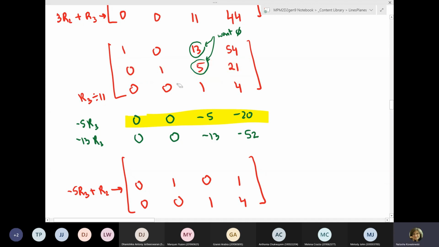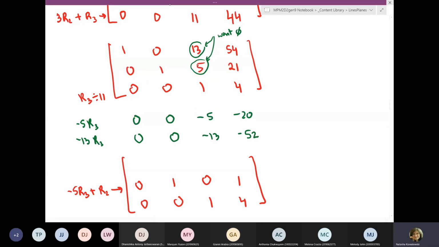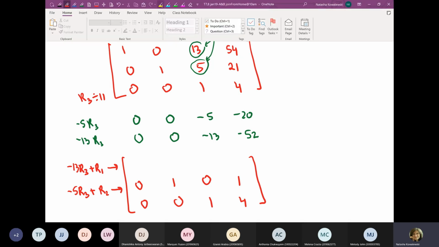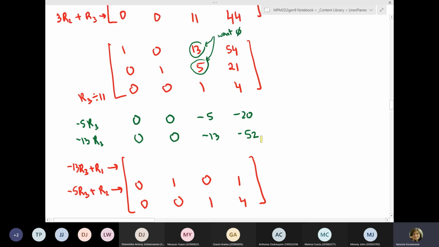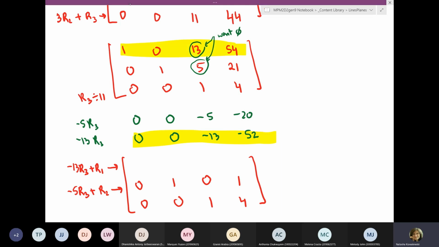Okay, so I'll remove that highlighter. So now I need to also eliminate the 13 over here to be a 0. So that would be -13 row 3 that I've calculated as rough work in green. And I'll add it with row 1. So let me highlight that so it's easier to tell what I'm doing. It's this one added with that one. Okay.